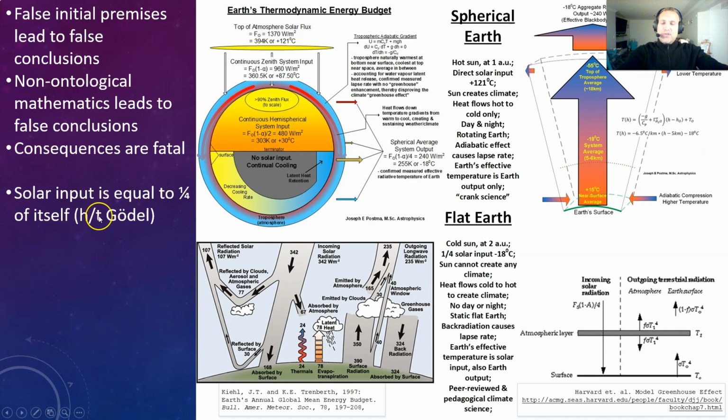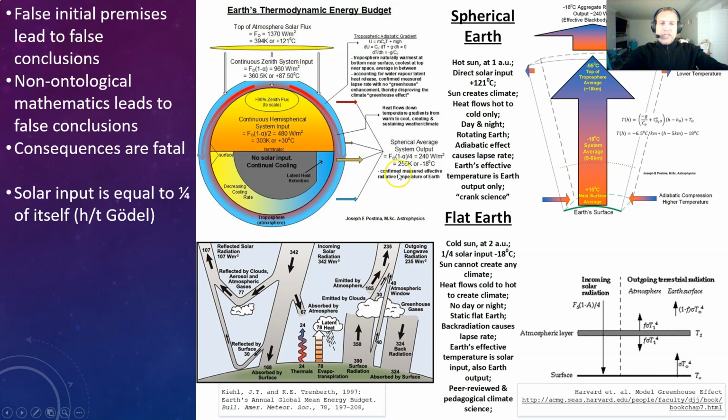Now that's a hat tip to Kurt Gödel and the theorems of incompleteness, right? That's a pretty incomplete statement, right? Does that statement make sense? The solar input is equal to 1/4 of the solar input, right? That's what they're doing. Where are they doing that? They do that in their energy budget models right here. See that number? See that little equation? See how it has a division by 4 there?